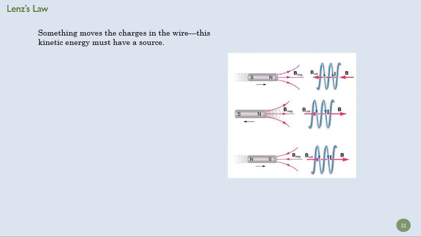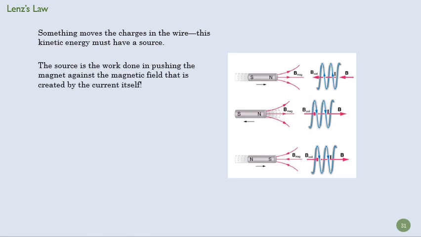So the last thing we want to talk about is a sort of tweak to Faraday's law called Lenz's law. When something moves the charges in a wire, right? So if we move that bar through the magnetic field, those electrons have to be moved, right? Something has to accelerate them. So we have to have a force. So we have to have something doing work. What is the force of that? Well, the source of it is the work that's done in pushing the magnet against the magnetic field that's created by the current. You want to think through that one again?